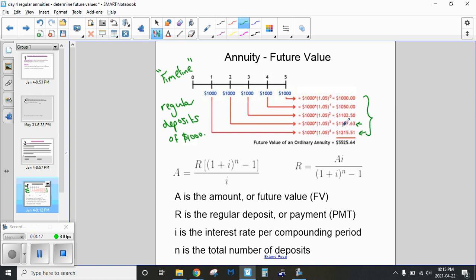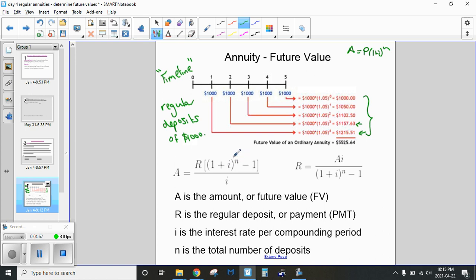There's two formulas, or well, there's one formula and a rearranged version of the formula that we're going to use for this type of problem, where we're talking about future values or the final amount. So A is the final amount. That should be familiar from our old compound interest formula. A is the final amount. R is the regular deposit. So in this case, this would be the $1,000 that we're putting in again and again and again, so regularly. I is interest, and N is the number of deposits in total.